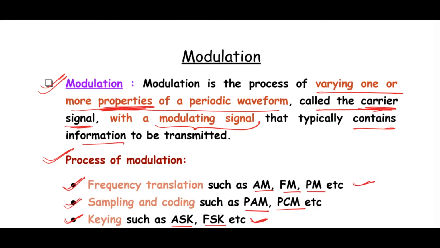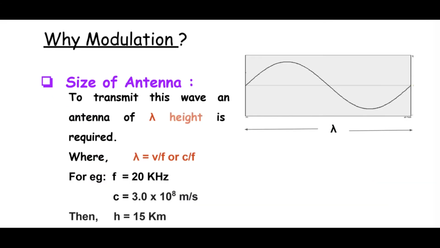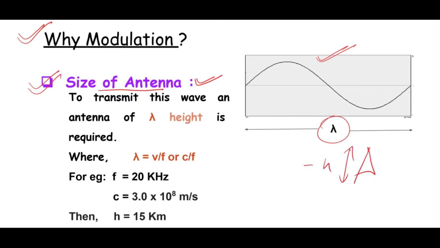Now coming to a very important topic: why we need modulation? The first point is the size of the antenna. The size of the antenna generally depends on lambda, the wavelength of the wave. Suppose you want to transmit this waveform and its wavelength is lambda. Then you'll require an antenna of height equal to lambda to transmit this waveform.